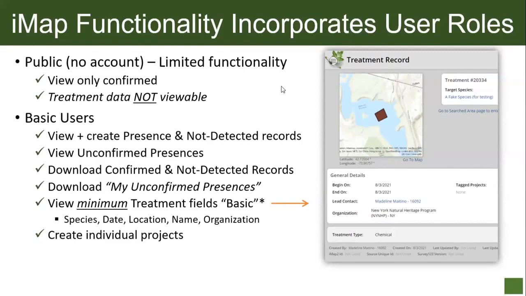When you get an account, you automatically become a basic user. So you would be able to view and create presence and not detected records, and you can view unconfirmed presences, and you can also download confirmed and not detected records. And you can also download any records that you have submitted. And in terms of treatment, you will be able to view treatments, but only the minimum treatment fields, also known as the basic fields. This includes species, date, location, name, and organization. Basic users are also able to create individual projects.